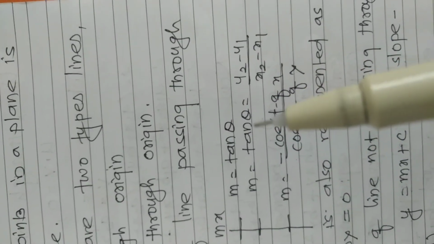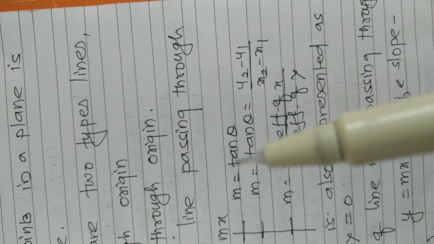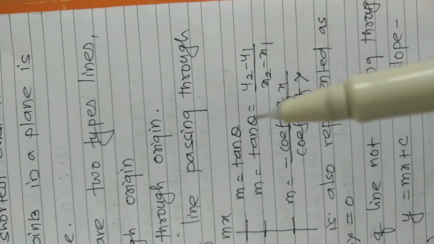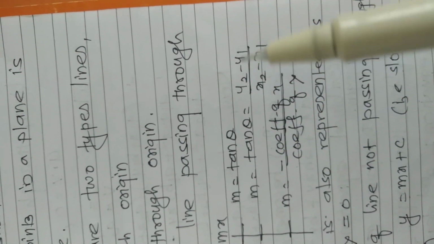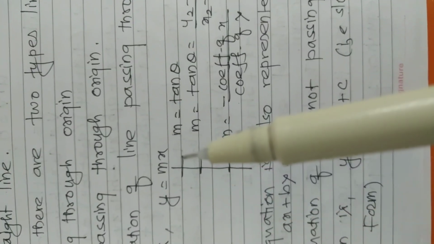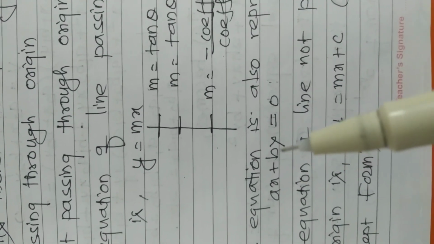So slope means tan theta. That means if we know the inclination theta, then we can calculate the slope. But if we don't know theta but 2 points on that line are given, then you can calculate the slope by using y2 minus y1 divided by x2 minus x1. And if we know the equation of the line directly, then slope is minus coefficient of x upon coefficient of y. So the equation y equals mx is also represented as ax plus by equals 0. That means the separate constant term is absent.